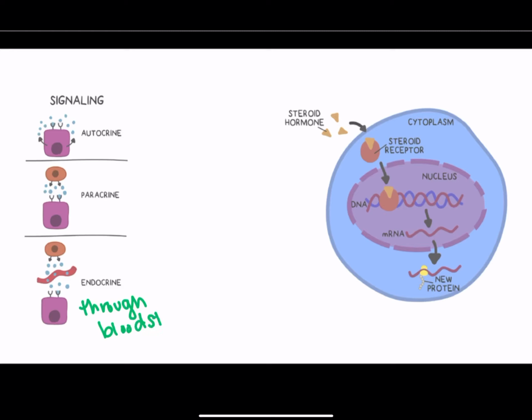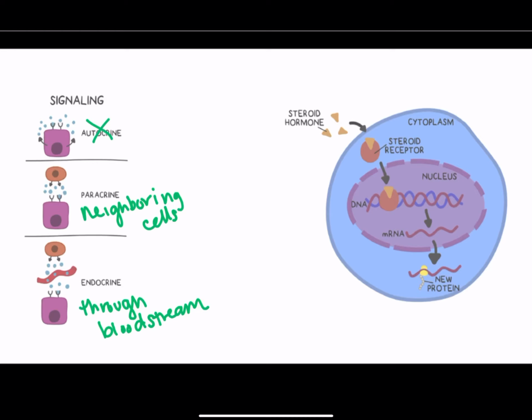But there are also two other kinds that I didn't mention in class before. Paracrine is to neighboring cells, so it's not going very far. And then autocrine is on the same cell that is secreting that hormone, which is weird. We're not going to talk about it.